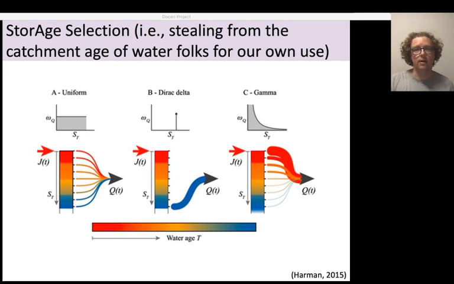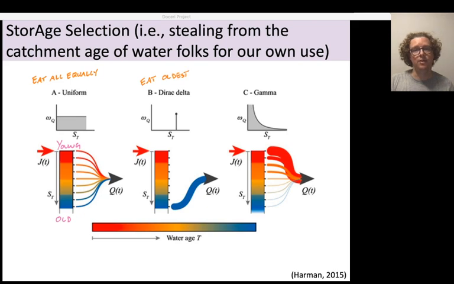Now here's an image out of Kieran Harman's paper. So you can imagine these colored bars represent water stacked up from the oldest in blue to the youngest in red. And the idea of these three illustrations is to show you what happens if you eat pancakes equally from every age group, or pull your discharge equally from every age group.